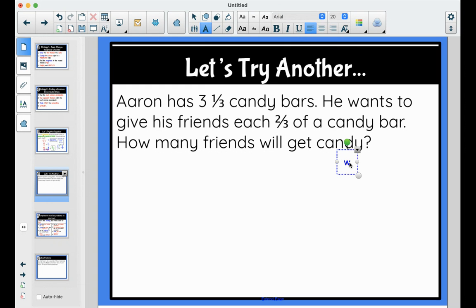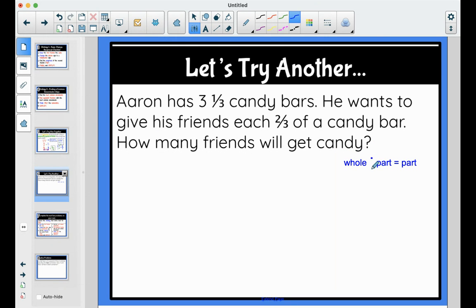So since this is a division problem, we need to write our division sentence as whole divided by part equals part. So in this case, we need to determine what the whole is so we can write our sentence accurately. It says Aaron has 3 1/3 candy bars. That's what he has in total. It didn't give you any other information about that, so that's just going to be our whole.